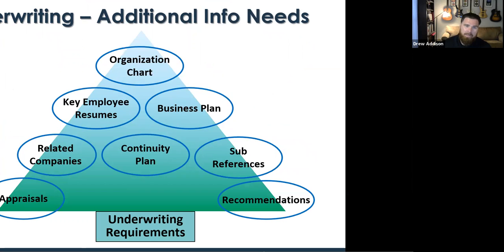Are there any related companies? We've talked about continuity plans. What subs are you using? Do you have recommendations from project owners? All of that comes into play. We want to collect as much information as we can and tell the best story for you when we're going out to market for a surety program.